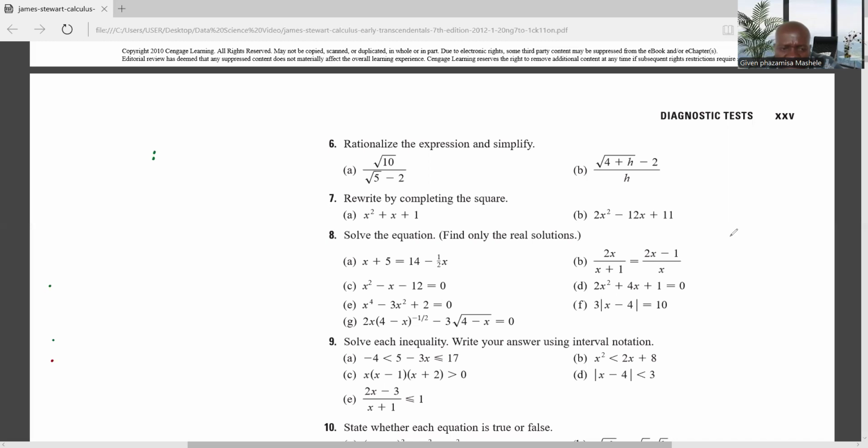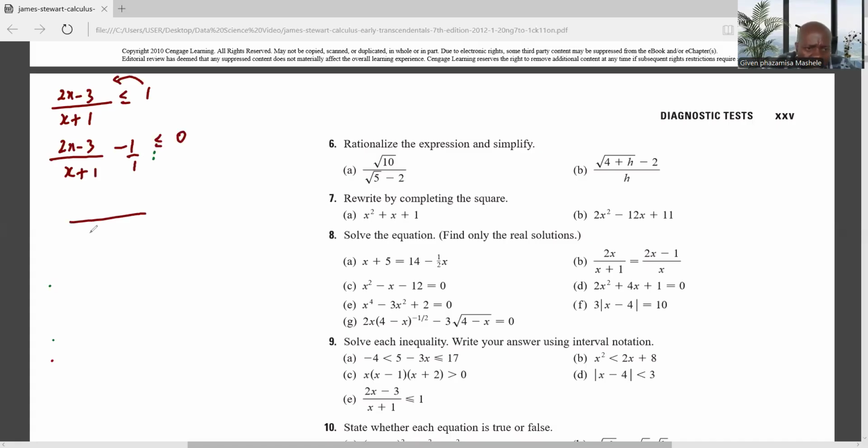One other thing is the issue of solving inequalities. I believe you know how to solve inequalities, for example, inequalities involving fractions. How do we solve this? We have (2x minus 3) over (x plus 1) less than or equal to 1. Then you transpose this one to this side. So you're going to have (2x minus 3) over (x plus 1) minus 1 less than or equal to 0. So that's over 1. Then now we're going to cross multiply. We have x plus 1.